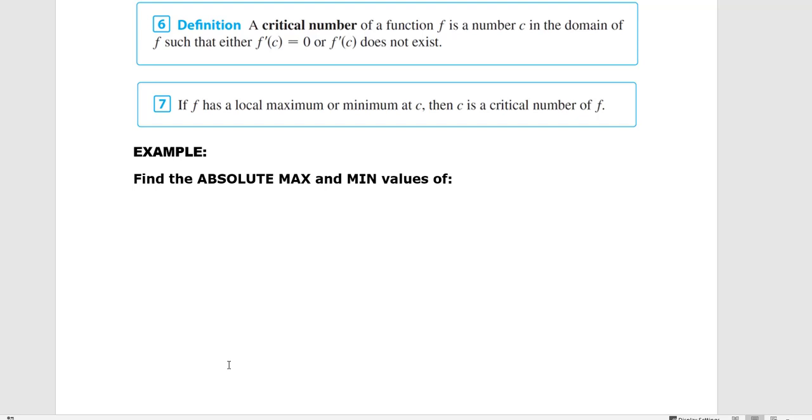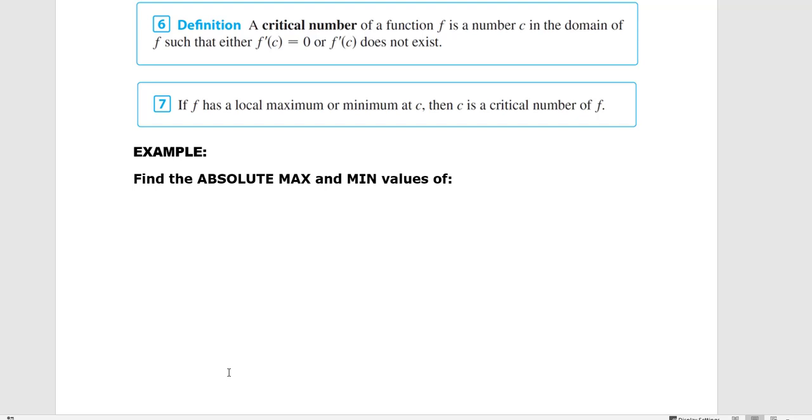Number 6. The definition of a critical number of a function f is a number c in the domain of f such that either the derivative evaluated at c equals 0 or the derivative evaluated at c does not exist. Number 7. If f has a local maximum or minimum at c, then c is a critical number of f.